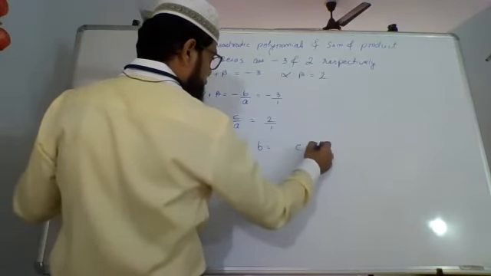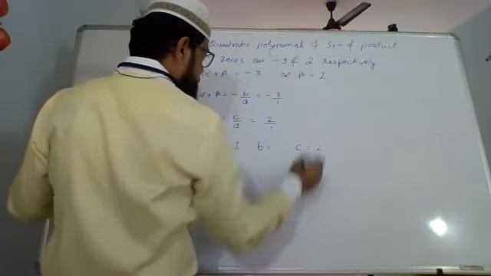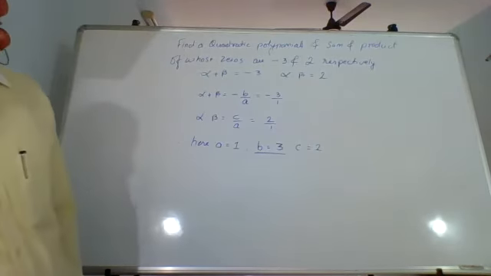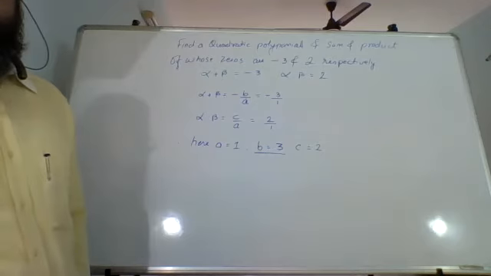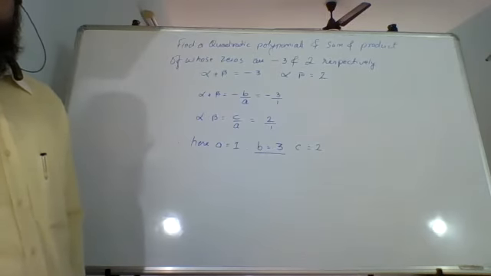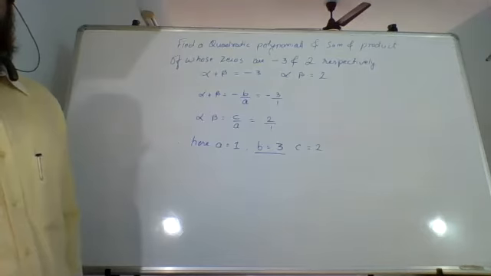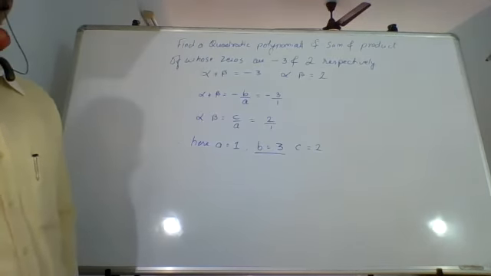C is equal to 2. What is B equal to? B equals 3, not minus 3, because this minus and this minus cancel, so B is equal to 3. That is important. Many people will take B equal to minus 3 here and that will go wrong. So you have to be very careful. Here A equals 1, B equals 3, C equals 2.